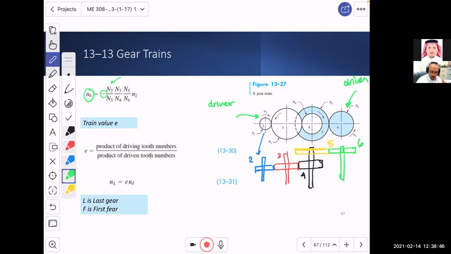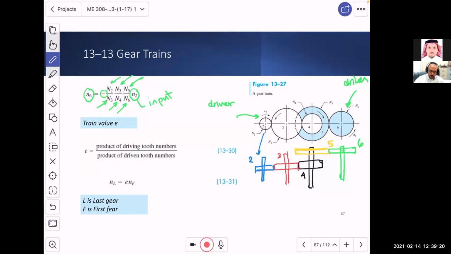We have N2 divided by N3 multiplied by N3 divided by N4 multiplied by N5 divided by N6, and then we multiply it by the RPM for 2. So this is the input RPM. And then you have the other gears being driven by 2, okay? And whatever happens is related to these ratios as they multiply or divide.